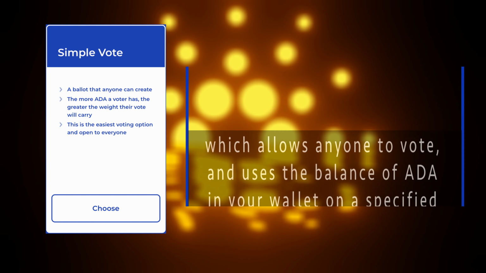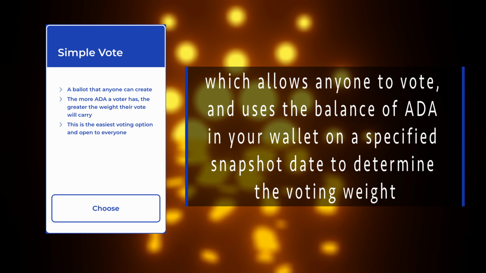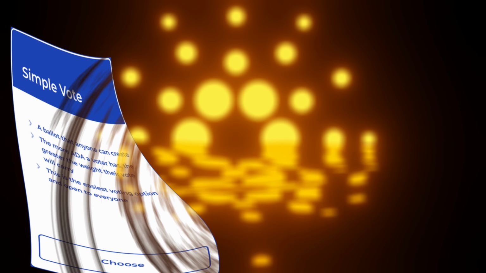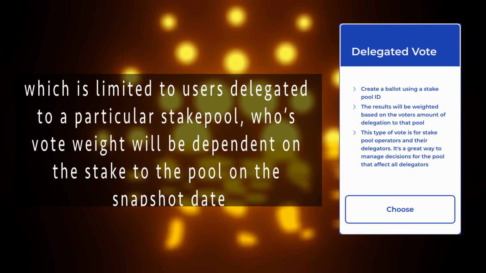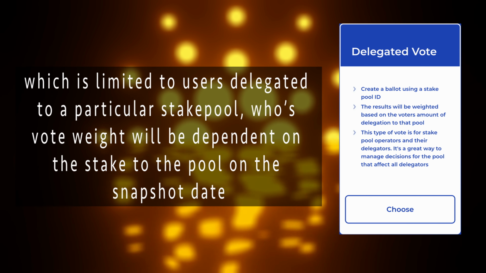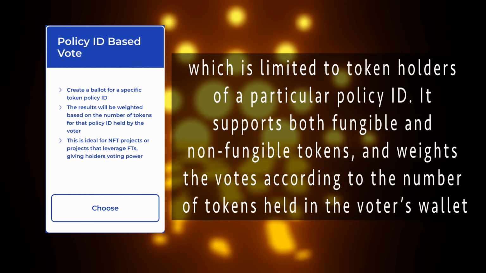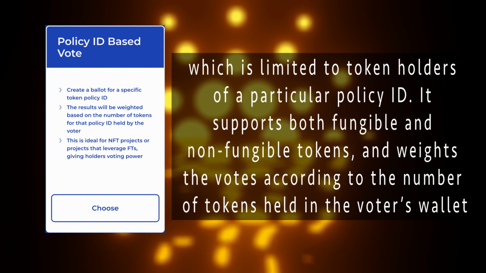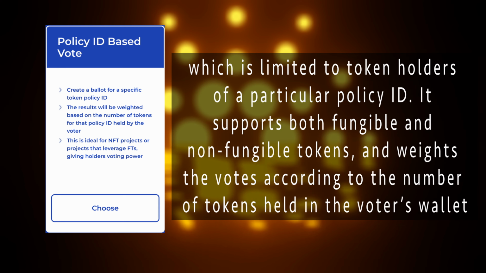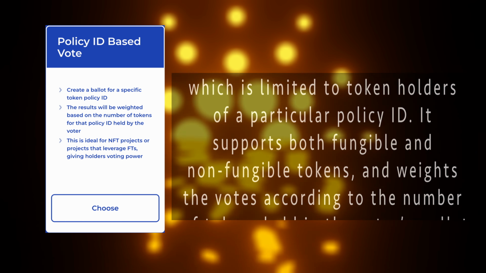A simple vote, which allows anyone to vote and uses the balance of ADA in your wallet on a specified snapshot date to determine the voting weight. A delegated vote, which is limited to users delegated to a particular stake pool, whose vote weight will be dependent on the stake to the pool on the snapshot date. A policy ID vote, which is limited to token holders of a particular policy ID. It supports both fungible and non-fungible tokens, and weights of the votes are according to the number of tokens held in the voter's wallet. Epoch boundaries are used to establish the start and end of the voting period.